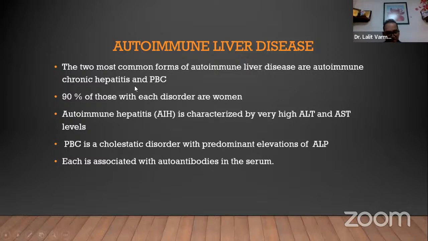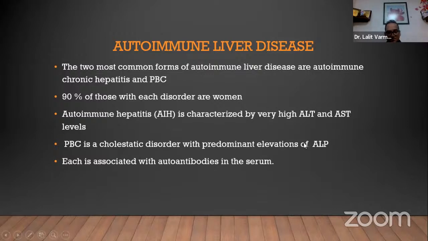Autoimmune hepatitis is characterized by very high ALT and AST. If you remember the first few slides, we said very high elevation of ALT and AST is seen in autoimmune hepatitis. PBC, primary biliary cirrhosis, which is more in the adult age group, is a cholestatic disorder with predominant elevation of ALP. So here the ALP comes into the picture.